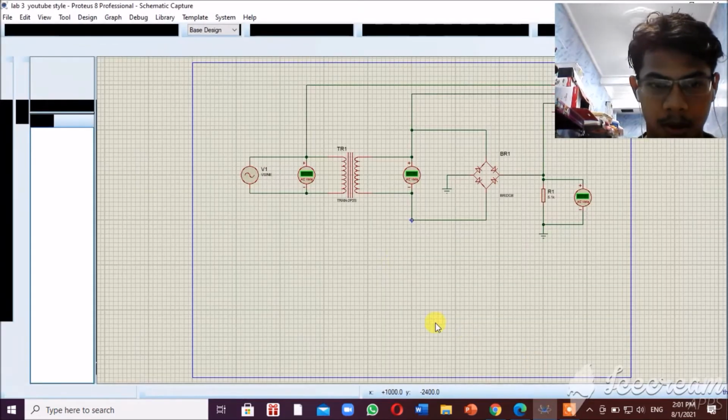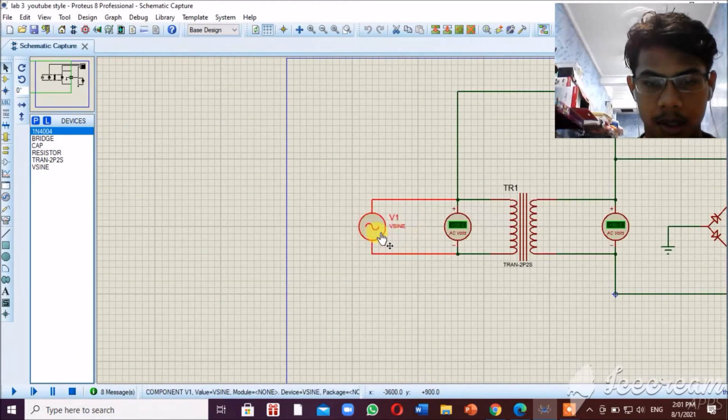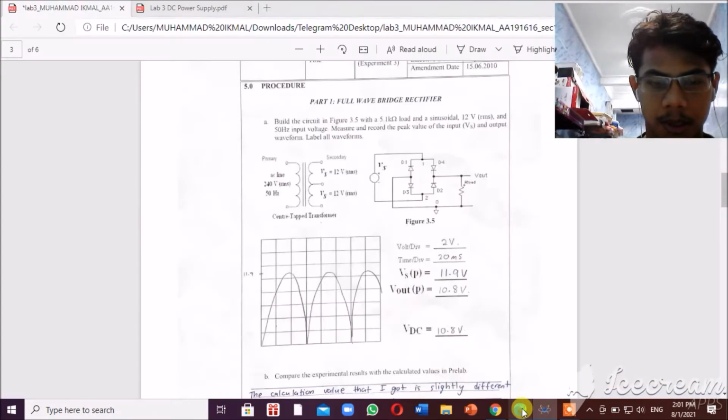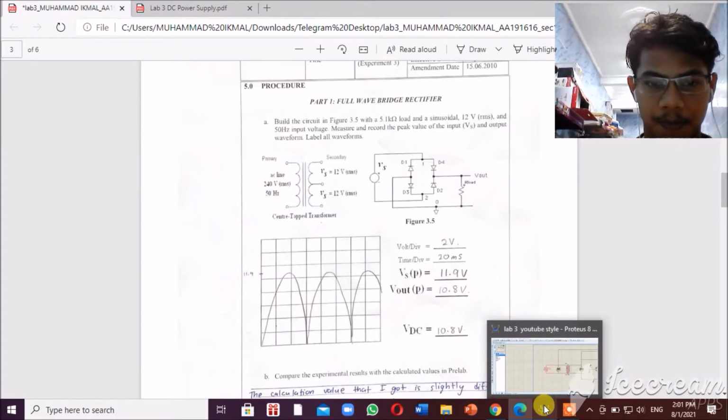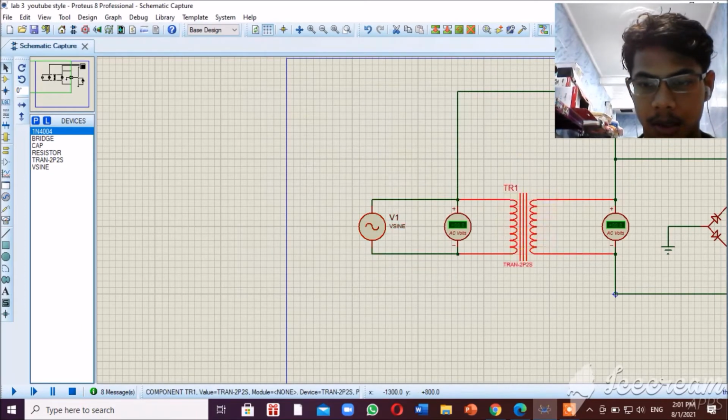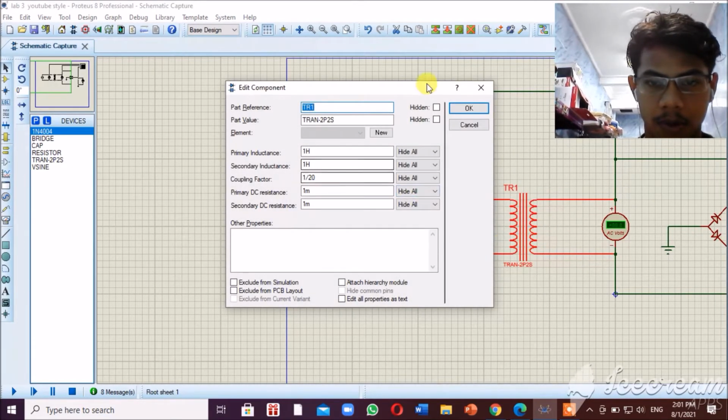So I set up a V sign of 339.41 volt peak, after converting from 240 VRMS to VP. The frequency is 50 hertz, and the ratio I use in the transformer is 1/20.